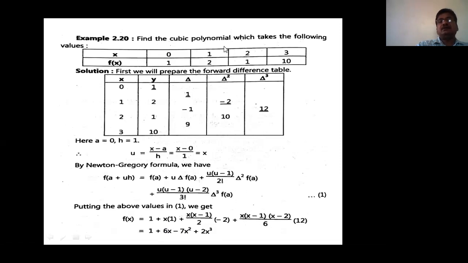The question is to find the cubic polynomial. So this polynomial is the best fit to this data. That is, if we substitute x is equal to 0 in this polynomial, then we get the answer 1. If we substitute x is equal to 1 in this value of f of x, then we get the answer 2. If we substitute 2, then we get the answer 1. And if we substitute x is equal to 3, we get the answer 10. So this is the polynomial which takes the given values.